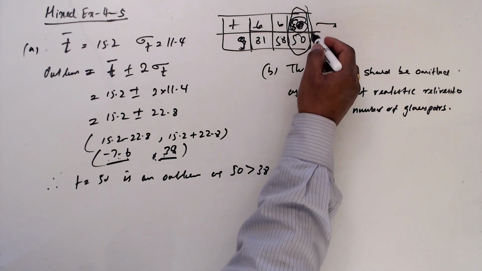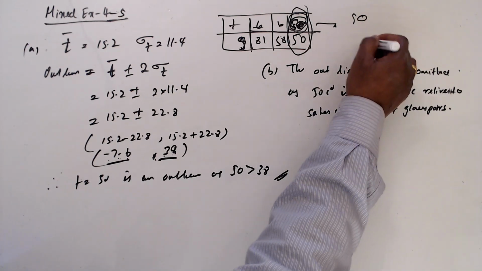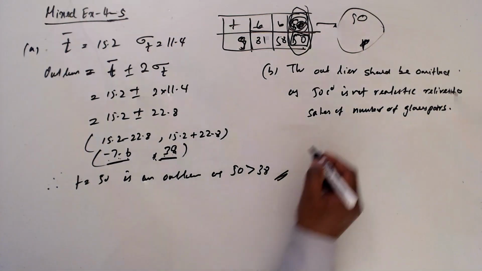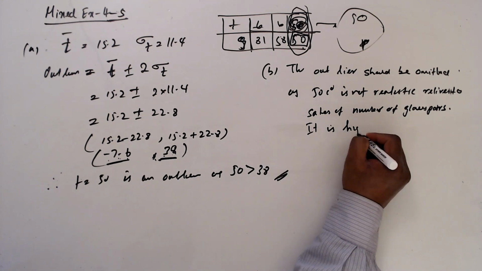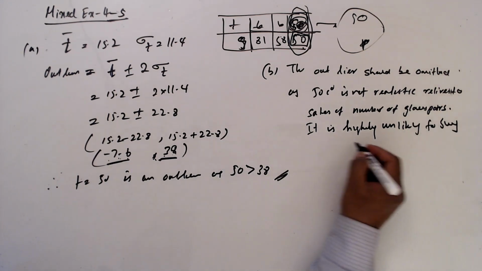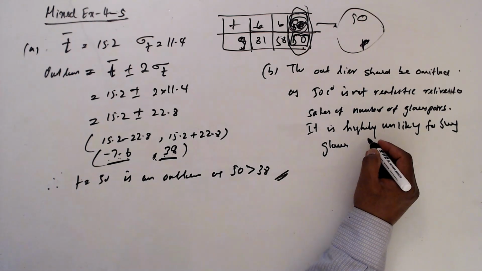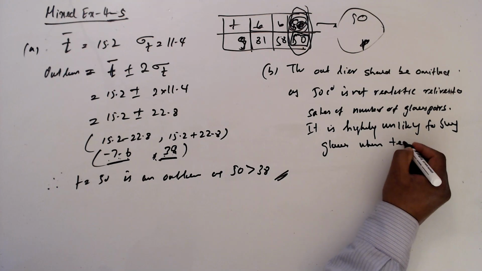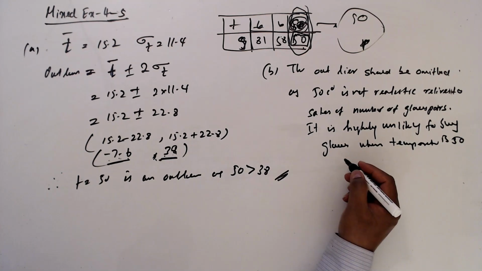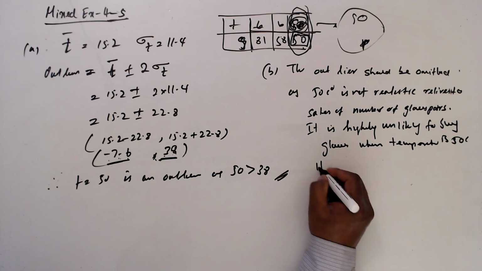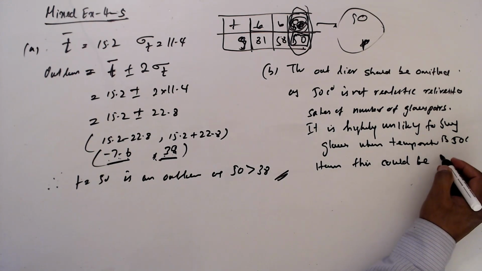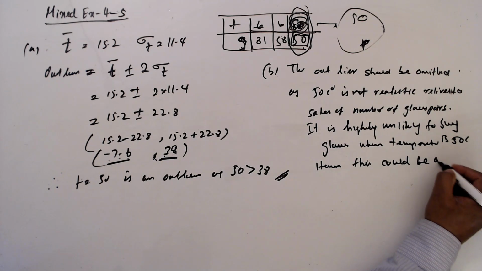Because it is 50, and for 50 centigrade we are expecting 0, or let's say 1, but this is 50 sales. It is highly unlikely to buy glasses when temperature is 50. Hence, this could be a recording error, which is, this could be an anomaly.